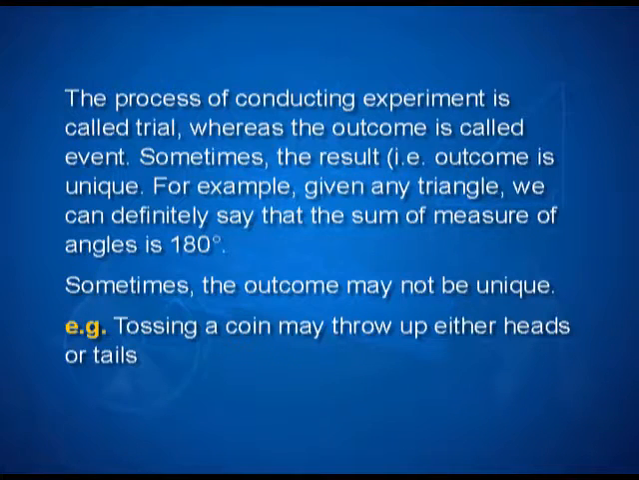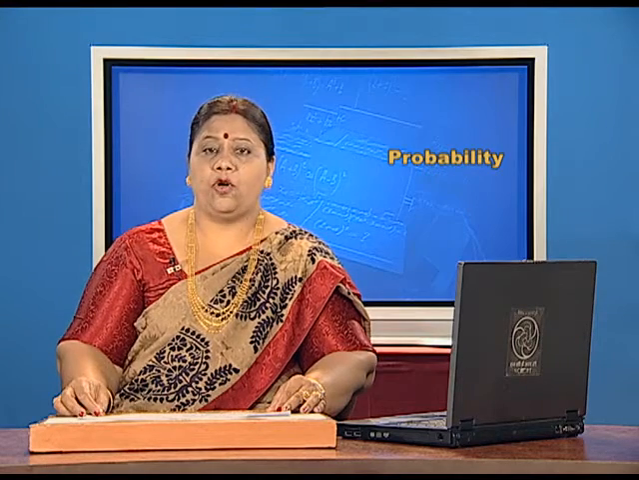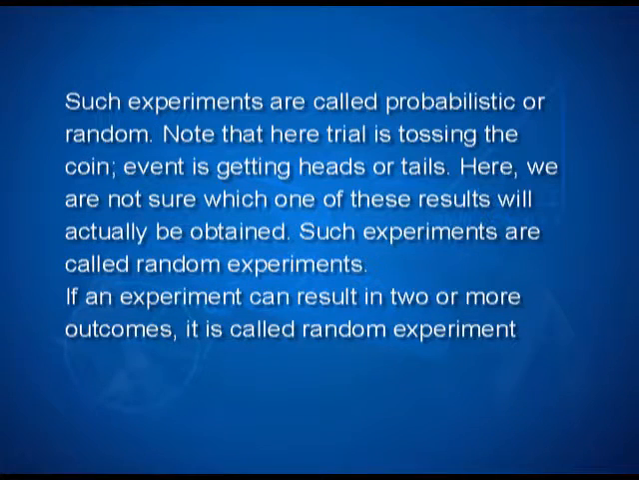For example, tossing a coin may throw up either heads or tails. Such experiments are called probabilistic or random. Note that here the trial is tossing the coin. The event is getting heads or tails. Here we are not sure which one of these results will actually be obtained. Such experiments are called random experiments. If an experiment can result in two or more outcomes, it is called a random experiment.